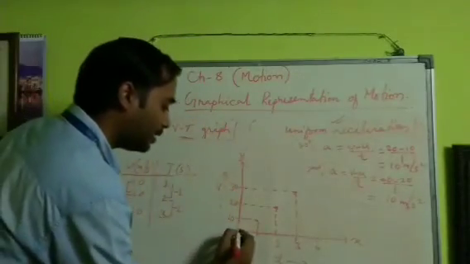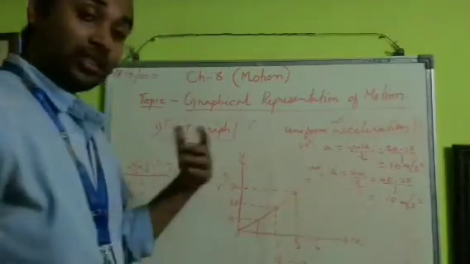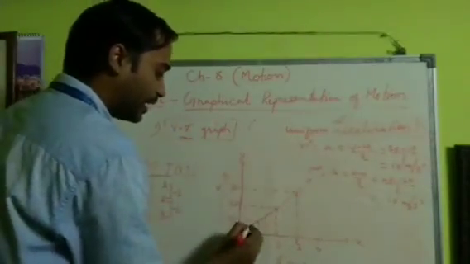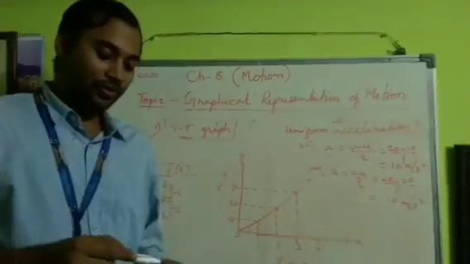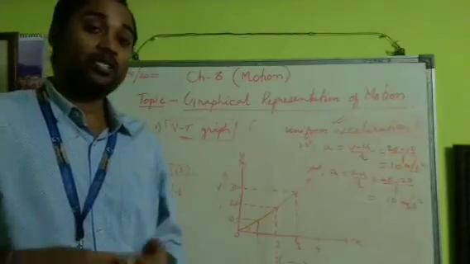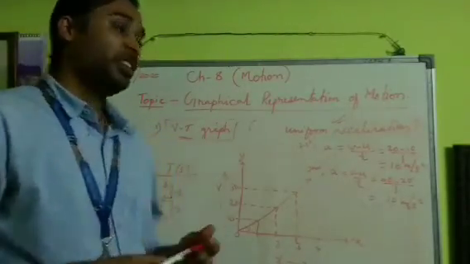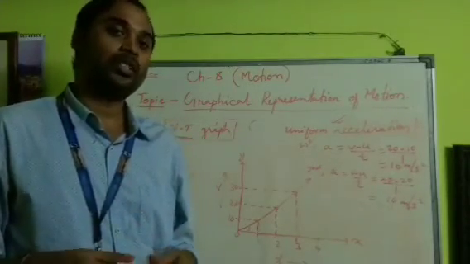And if we connect the points, we'll get a straight line again. So here it is a straight line making an acute angle with the x-axis. So this is all about the different types of graph and the importance of representing motion using graphs. In the next class, we'll discuss the equations of motion, or we'll derive the equations of motion using graphs.